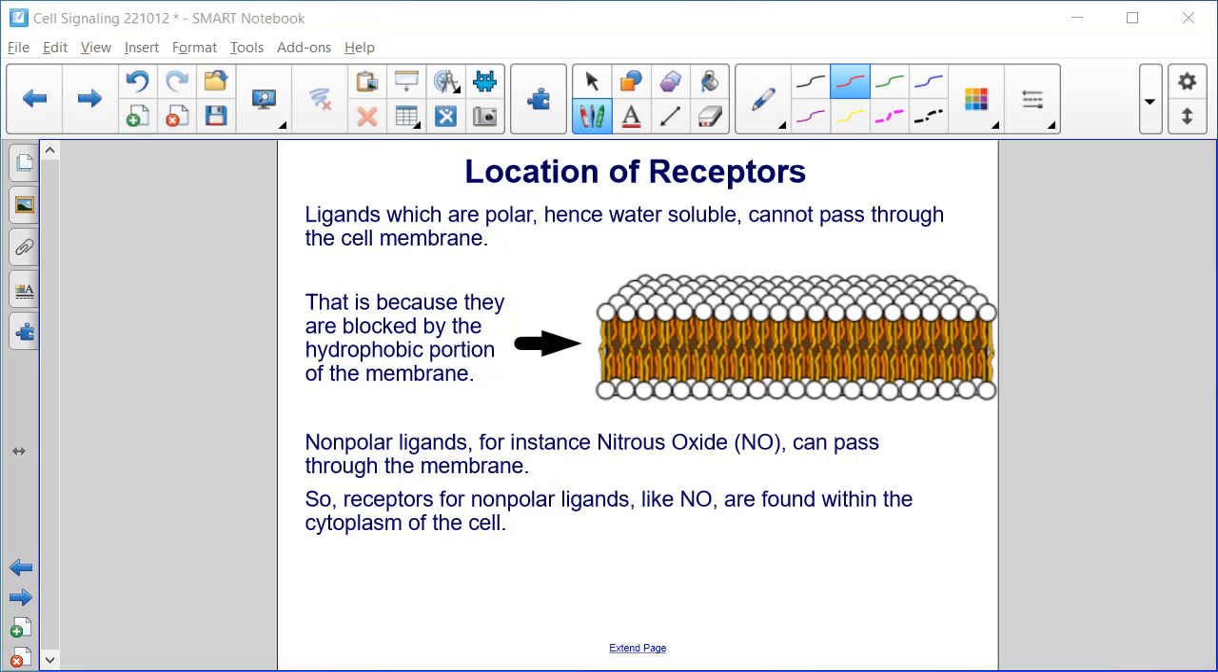Location of receptors. Ligands, which are polar, hence water-soluble, cannot pass through the cell membrane. That's because they're blocked by the hydrophobic portion of the membrane, indicated by the black arrow. Non-polar ligands, for instance nitrous oxide, can pass through the membrane. So, receptors for nonpolar ligands, like nitrous oxide, are found within the cytoplasm of the cell.